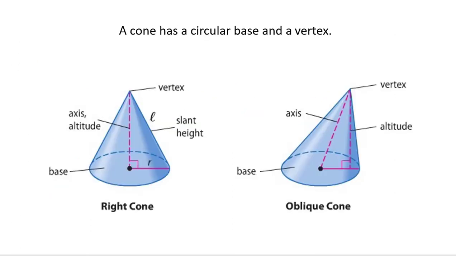Okay, now a cone. A cone has a circular base and a vertex. So kind of like when we talked about cylinders. Cylinders had a circular base. Now I have a circular base and we meet at a vertex. A right cone versus an oblique cone: same thing, just an oblique cone's kind of shifted over.